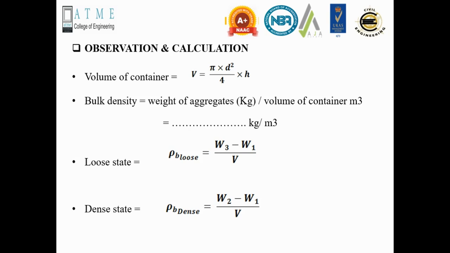Similarly, in the loose state, the weight of the container plus the loose aggregate minus the empty weight of the container divided by the volume of the container gives the density of the fine aggregates in loose state.